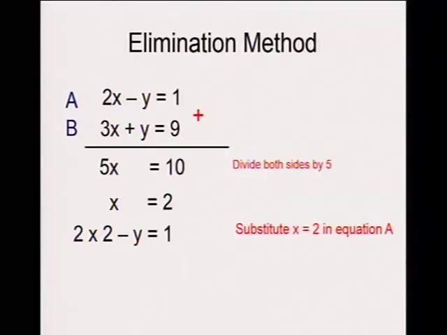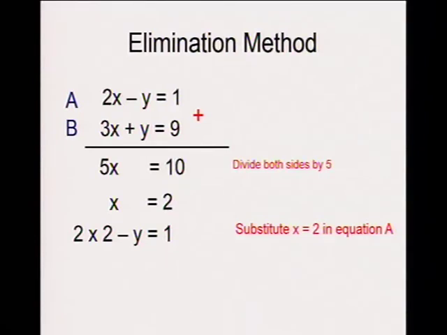Now we know the value of x. If we now know the value of x, we go back to our equation and substitute. Let's take the first equation. We said 2x minus y equals 1. And we have said we now know the value of x. Our x is equal to 2.